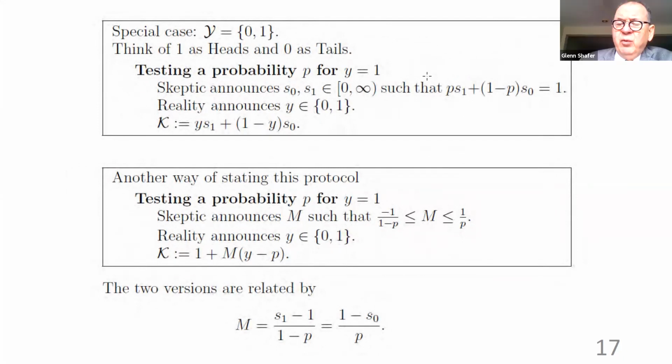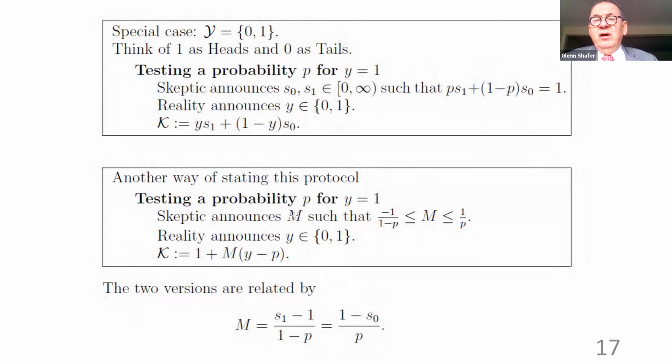So here I have taken this protocol and just written it in a different way, because sometimes we find it convenient to write it in a different way. So what is my way here? Instead of saying that I'm announcing 2 numbers, I just announce 1 number. Why is that? Everything in this equation only has 1 degree of freedom. If you tell me what S0 is, I can solve this equation for S1. You tell me what S1 is, I can solve for S0. So there's not really a need to give 2 numbers. I can just give 1.